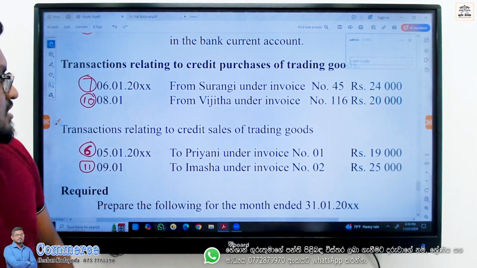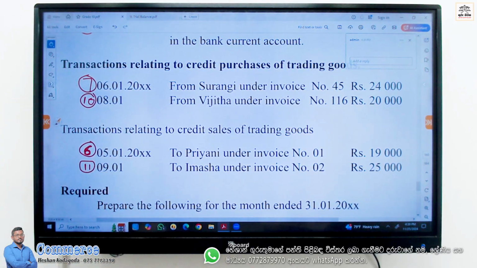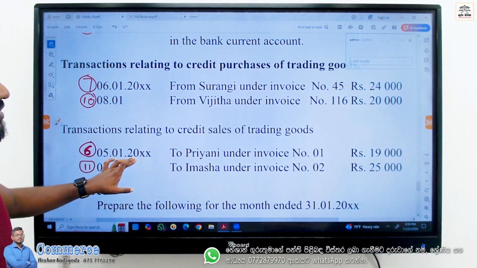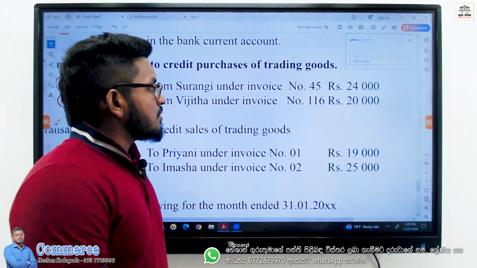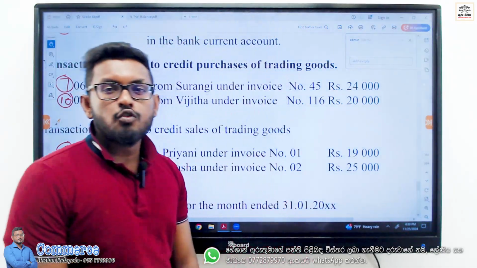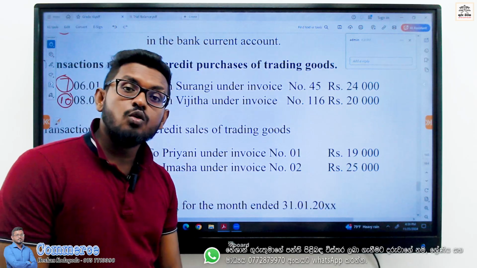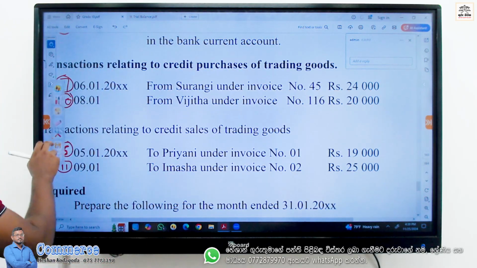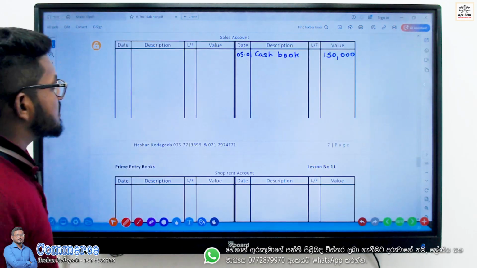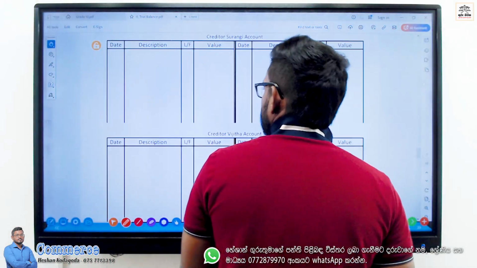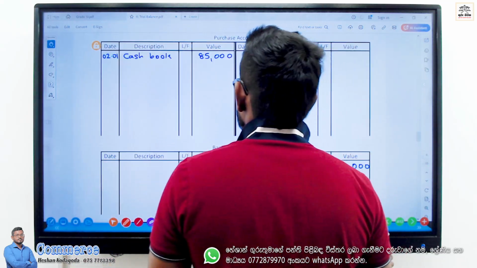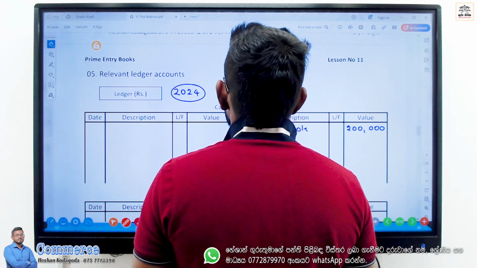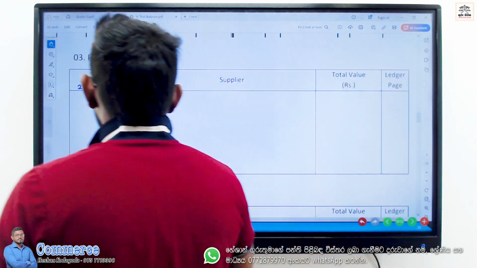Right, so next one, 6th of January. This is a credit purchase from Surangi under invoice number 45, 24,000. This is a credit purchase where we record the purchase journal, right? Quickly go to the purchase journal. You know, the purchase journal is not performing the dual function. This is the purchase journal, right?